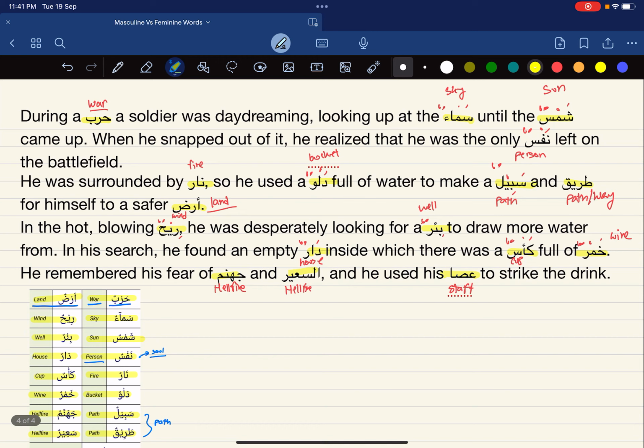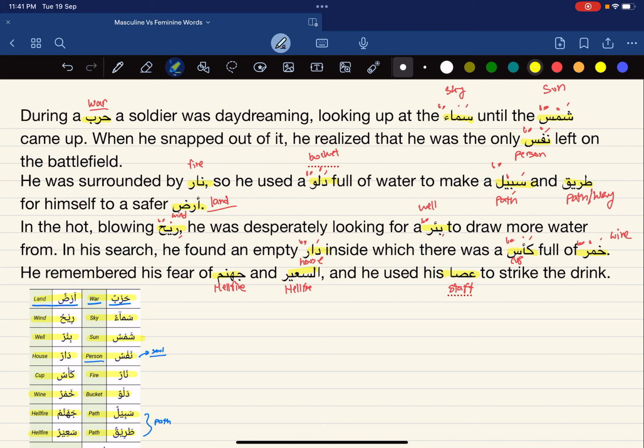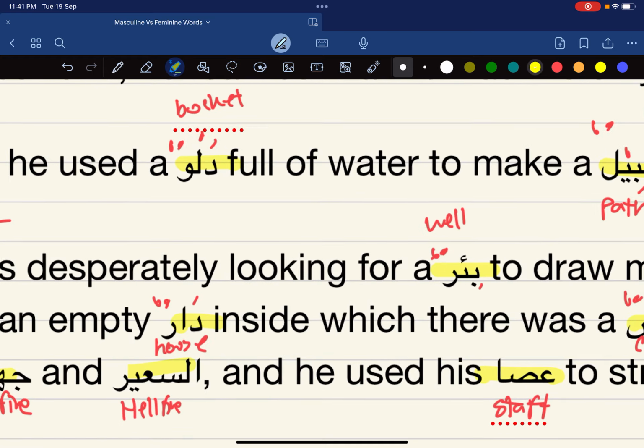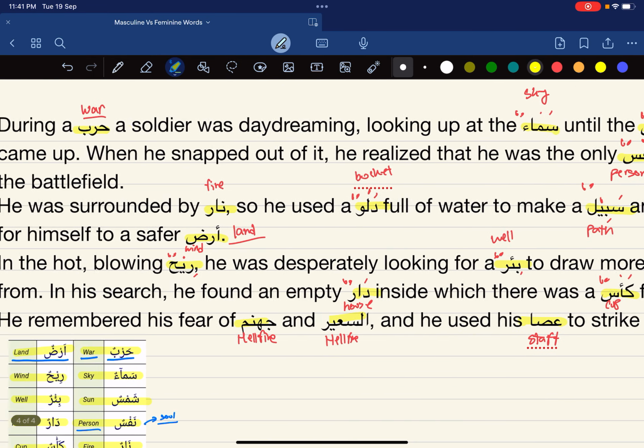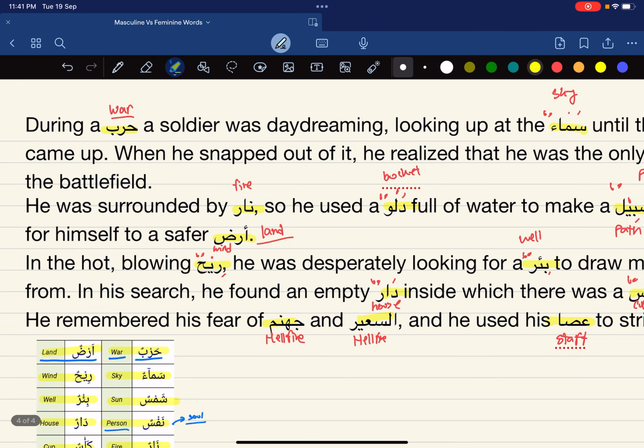During a harb, during a war, a soldier was daydreaming, looking up at the sky, sama'un, until the shams, the sun, came up. When he snapped out of it, he realized that he was the only nafsun, soul or person, left on the battlefield. He was surrounded by nar, fire. So he used a dalun, bucket, full of water to make a sabil and a tariq, path, for himself to safer land, ardun.